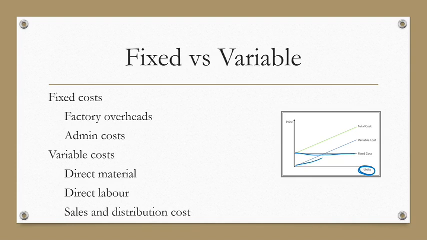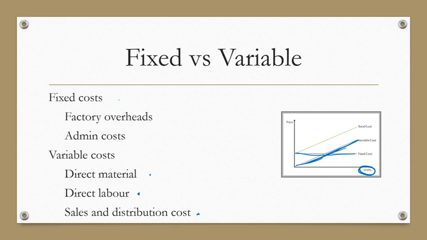There's your variable cost. As we produce more, these costs will increase. The more I produce, the more wood I need. The more the workers make, the more their labor will be, because we pay them per desk or per item produced. And then sales and distribution cost, the more I travel, the more the cost. The more I advertise, the more the cost.